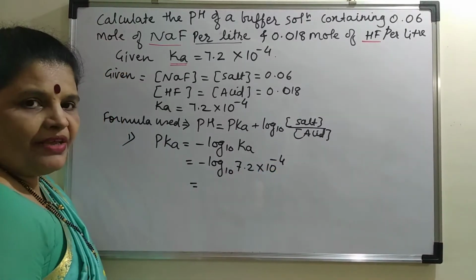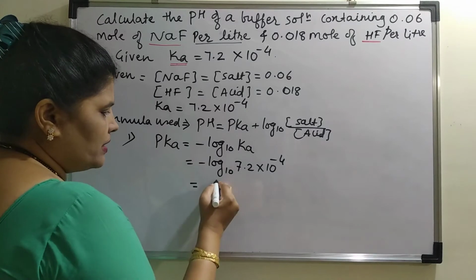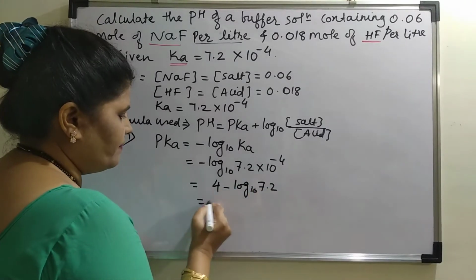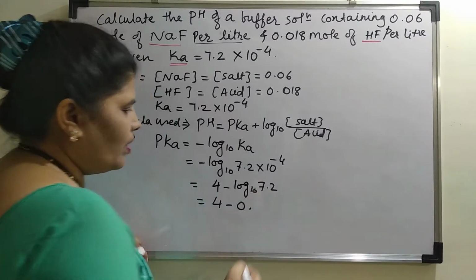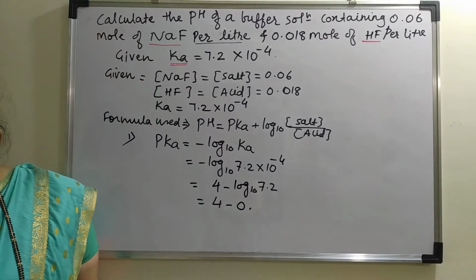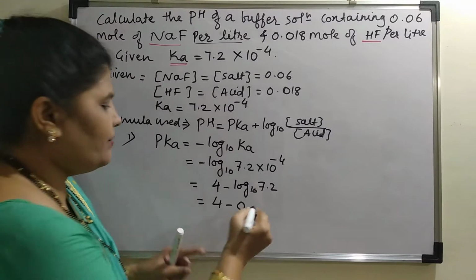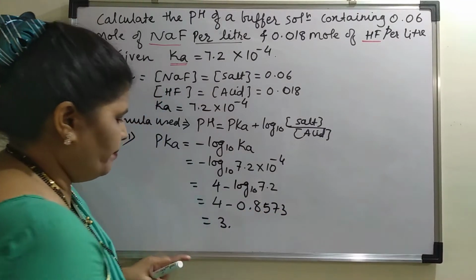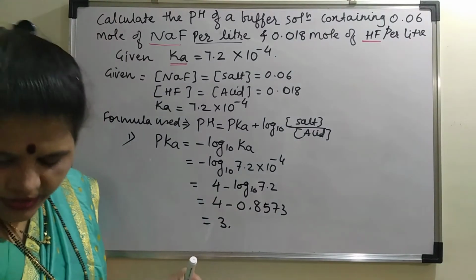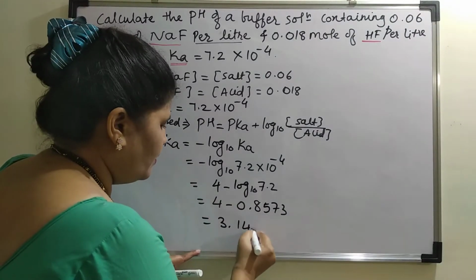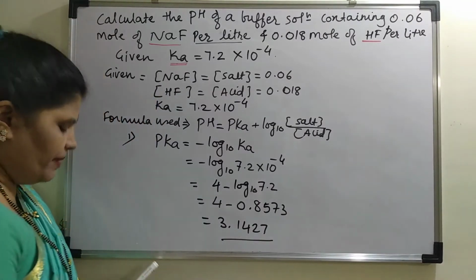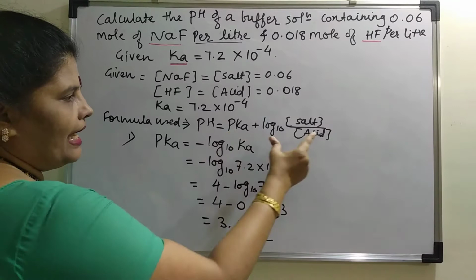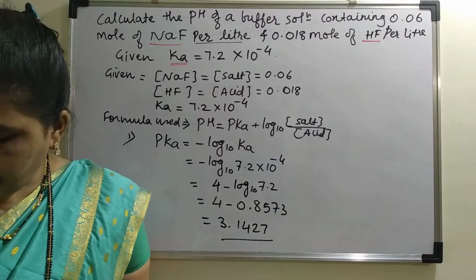You can refer to the previous videos on how to do the calculations. It will be 4 minus log of 7.2. So it will be 4 minus log of 7.2, which is 0.8573. So what is your pKa value? It is 3.1427. So you got the pKa value. Now you substitute the pKa value directly here and we will continue with the next calculation.